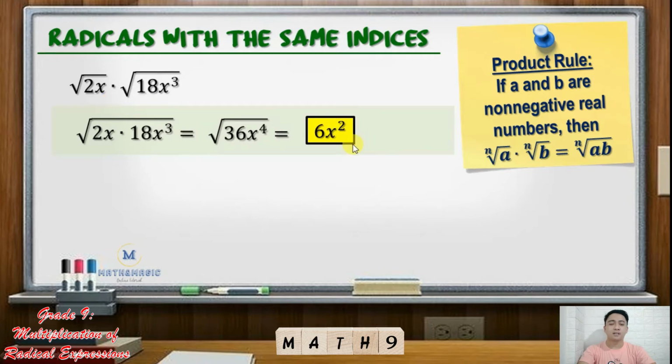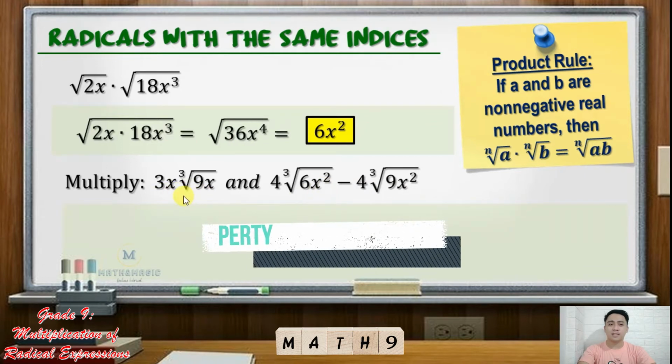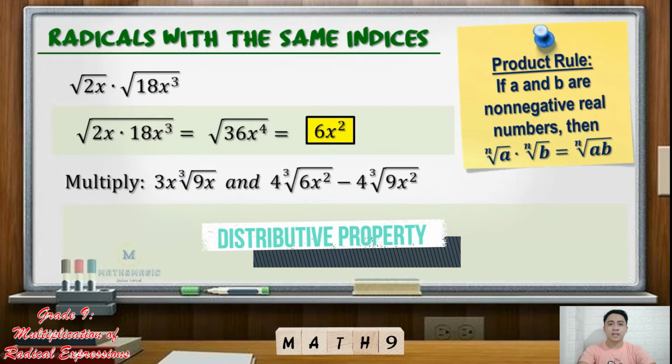Another example, multiply 3x cube root of 9x and quantity 4 cube root of 6x squared minus 4 cube root of 9x squared. For items like this, wherein a binomial radical is multiplied by a monomial radical, distributive property is used. Also take note that this property will also be applied when multiplying monomial, binomial, trinomial, and multinomial radicals.